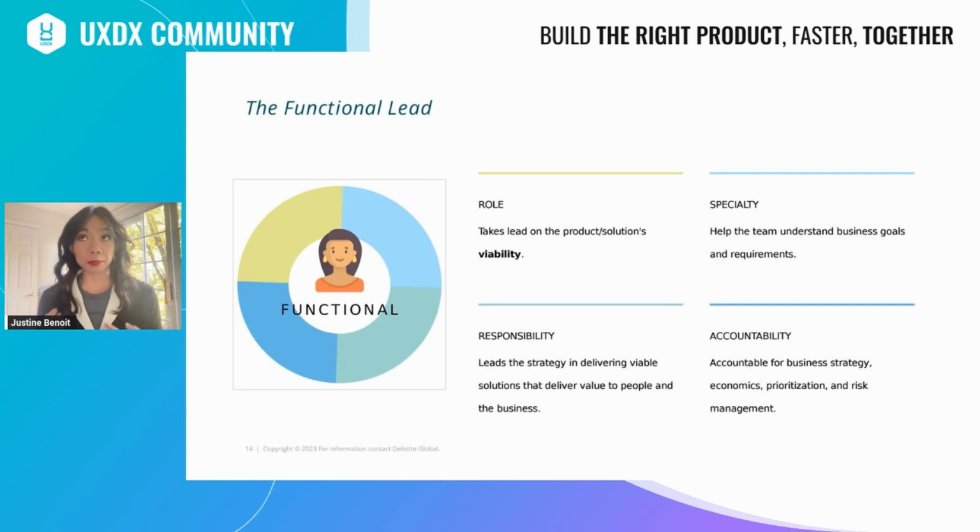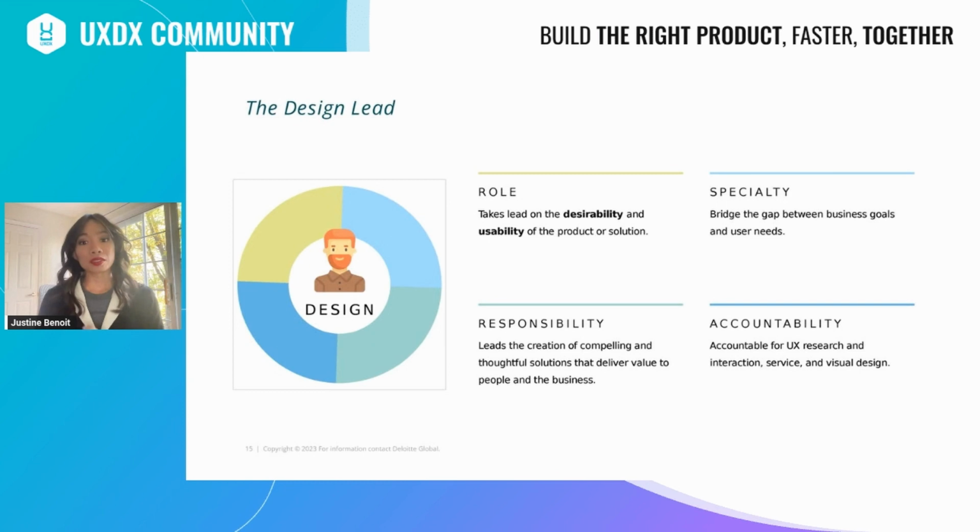The functional lead, this is like your PM or your PO. Their role is to take lead on the product or the solution's viability. So that's do the solutions meet business requirements, and are they within scope of this release that we're working towards? And so their specialty is to help this team understand business goals and requirements. And they're responsible for leading the strategy in delivering viable solutions that deliver value to both the people and to the business. And they are accountable for business strategy, economics, prioritization, and risk management.